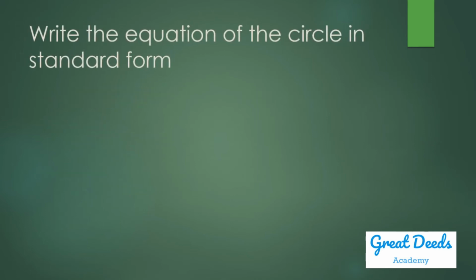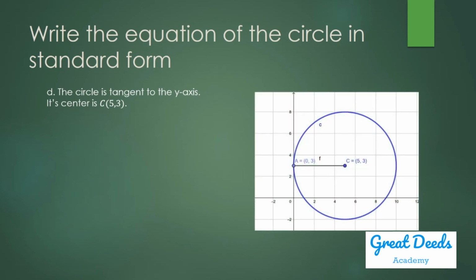Write the equation of the circle in standard form. The circle is tangent to the y-axis. Its center has the coordinates (5, 3). So this circle illustrates what's being said here. You have a center with coordinates (5, 3), and it is tangent to the y-axis. That means the y-axis makes a right angle with the radius of your circle. So the radius and the y-axis are perpendicular.